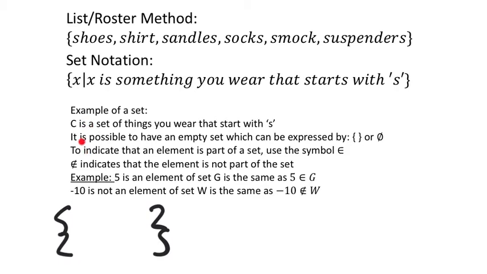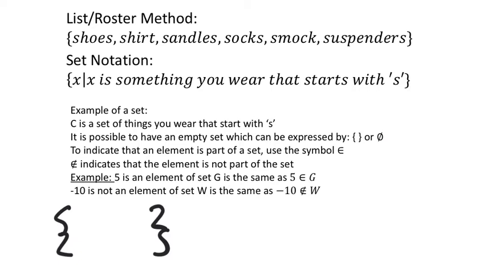Okay, so there's these other examples of sets. C is a set of things you wear. It is possible to have an empty set. If you have an empty set, you can demonstrate it with just an empty pair of fancy brackets. And if you like fancy brackets, use it. If you don't, just use the does-not-exist symbol.